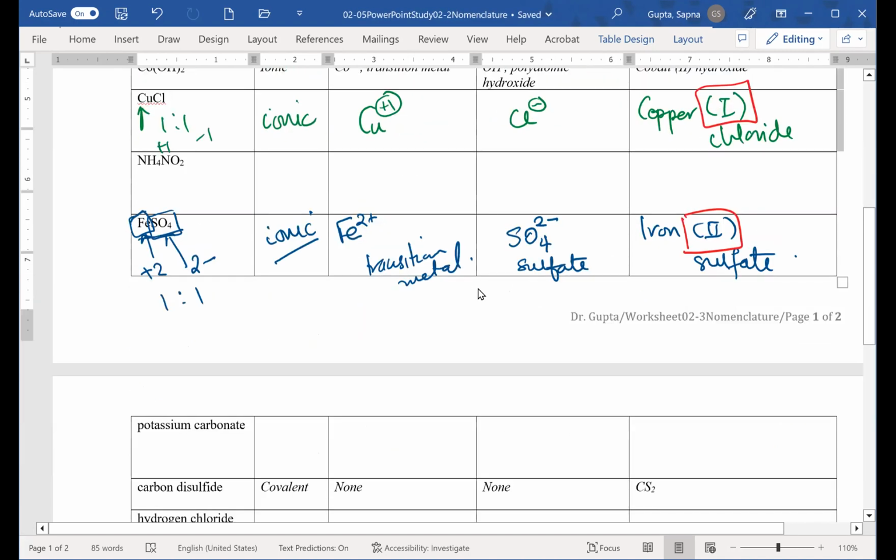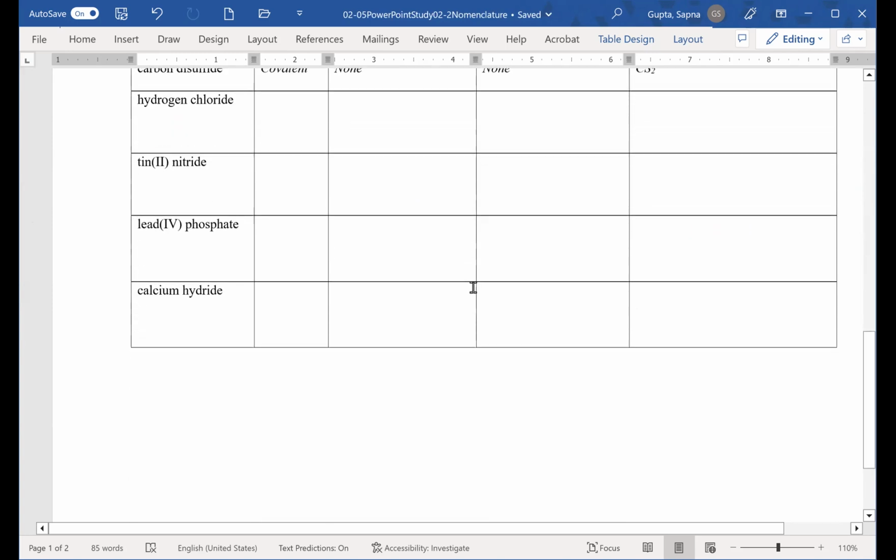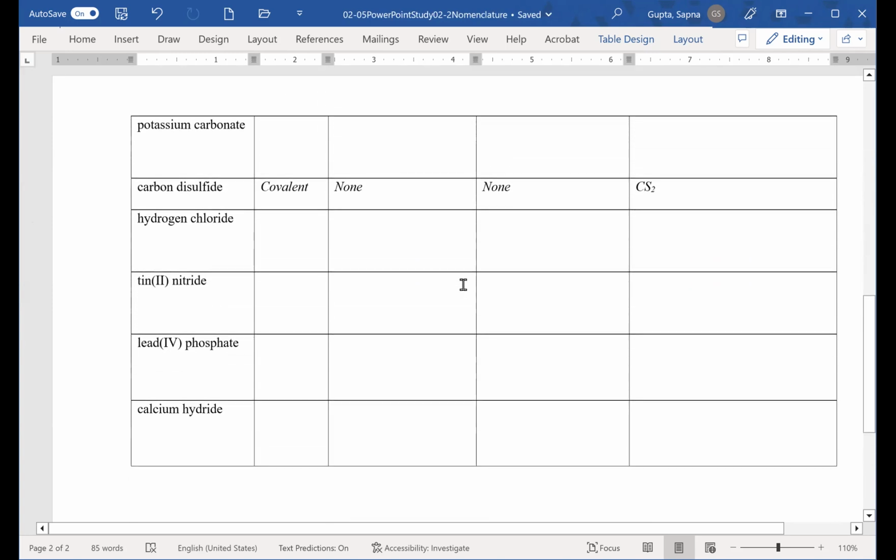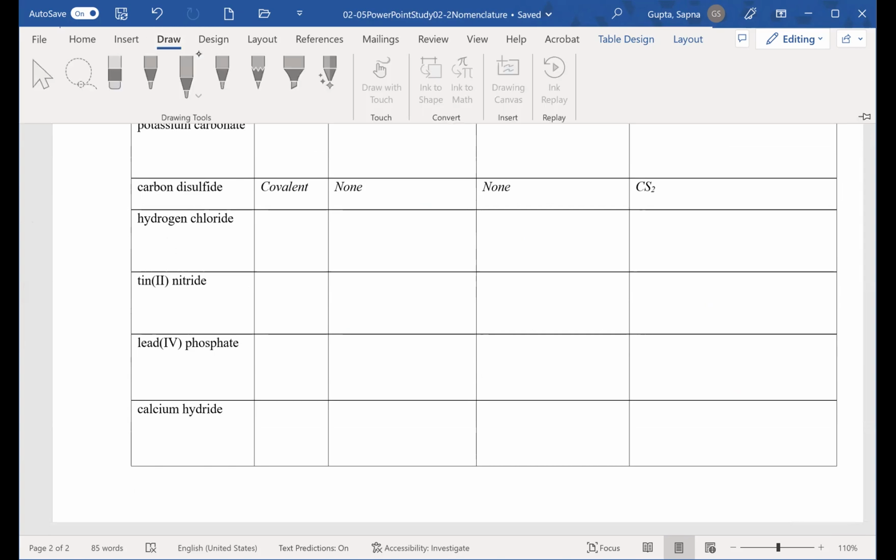Let me go the other way. Let me see this one, the other side of this. So here, potassium carbonate, for example, if you're doing this one, write the element first. So here you have potassium.